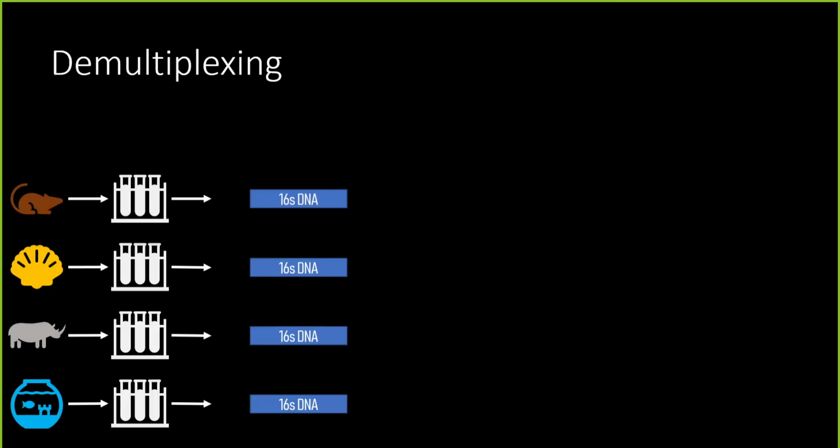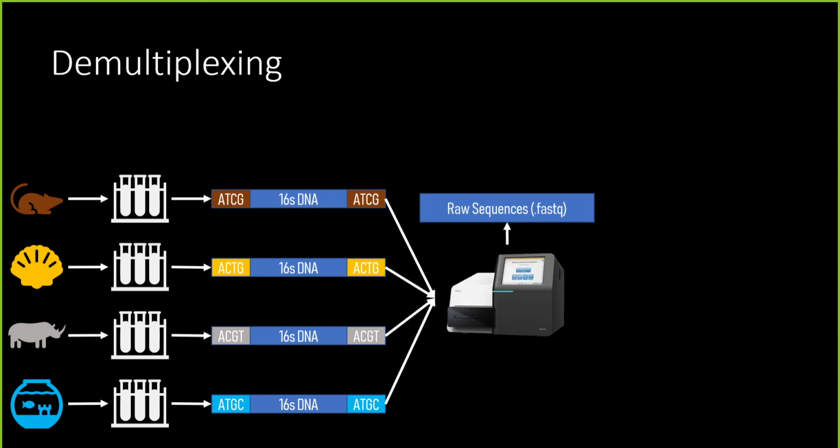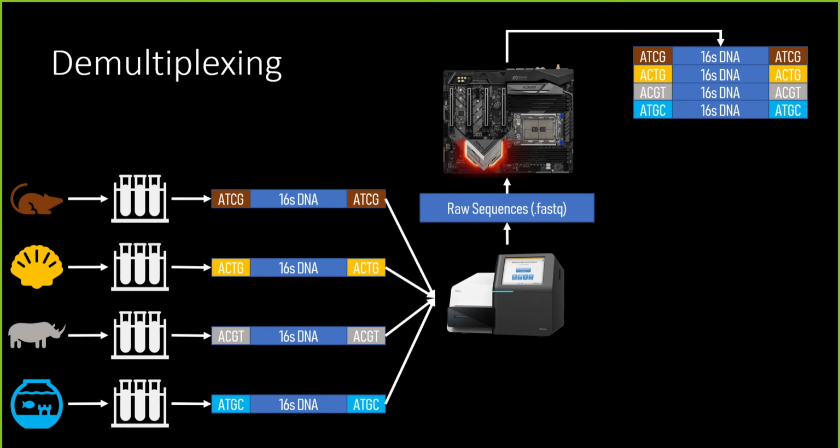That way, when we run them in the actual instrument, we can tell them apart later. So here we're attaching the barcodes to all of the 16S DNA from the mouse, and from the shell, the rhinoceros, and the fish or the aquarium. And now we sequence that, doing those same steps. And now you can see that it's actually going to be fairly easy for a computer program to tell which sequences came from the mouse.